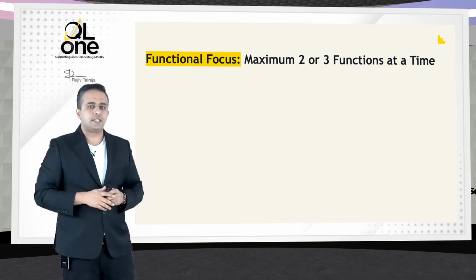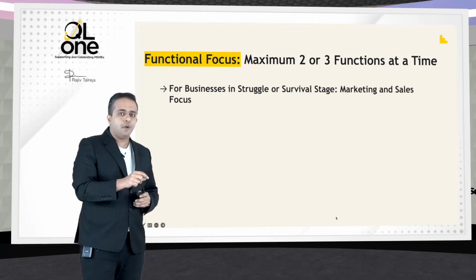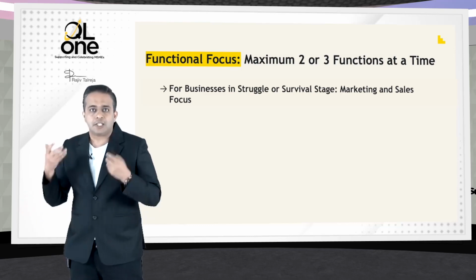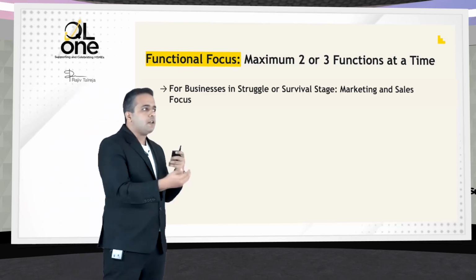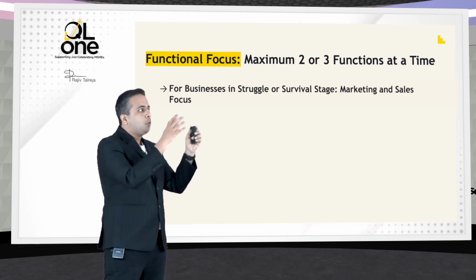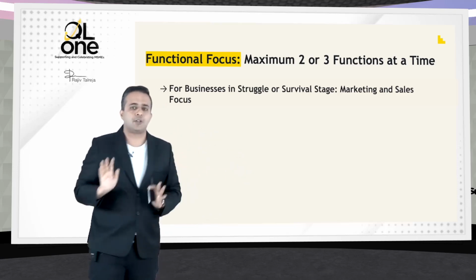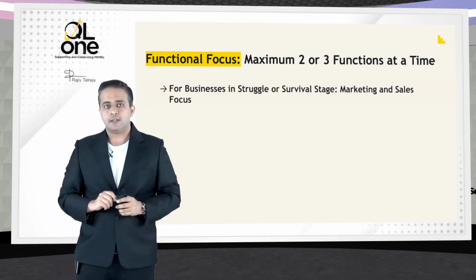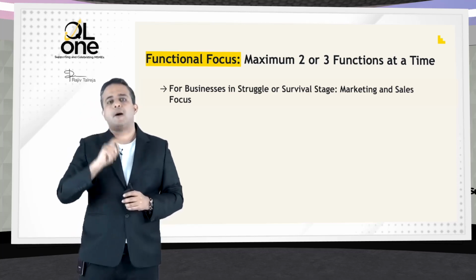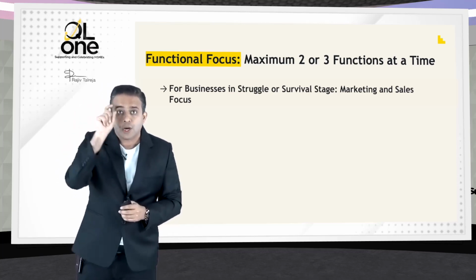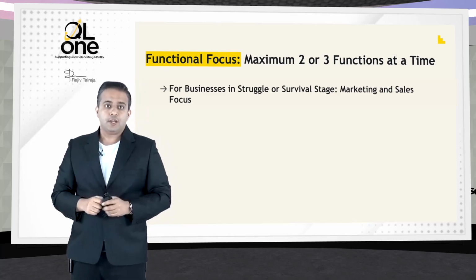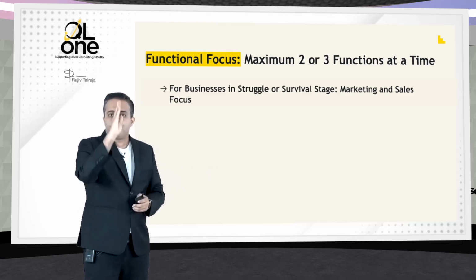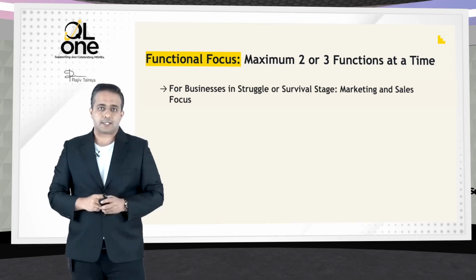Now, if your business is in a stage of struggle or in a stage of survival, where you're struggling to even get customers and make any money, or you're playing the survival game of just month-to-month survival to earn enough money just to pay expenses on time, then please focus on marketing and sales. Because your challenge is in income generation, and marketing and sales are your income generating functions. So for a business in struggle stage or survival stage, your priority has to be marketing and sales.